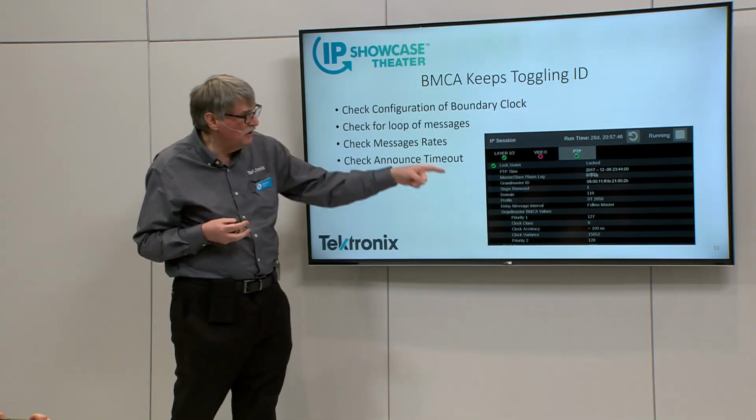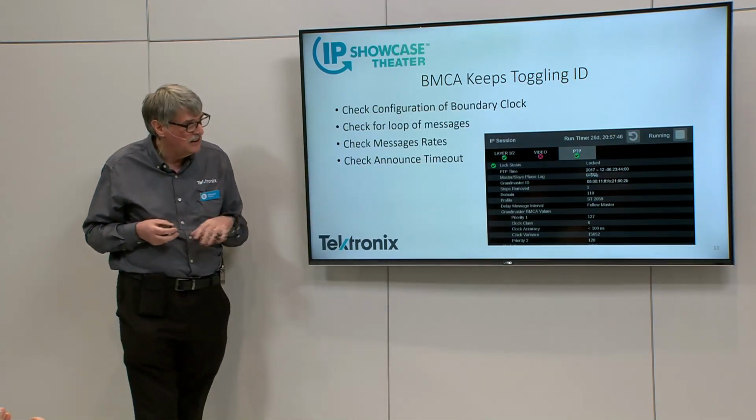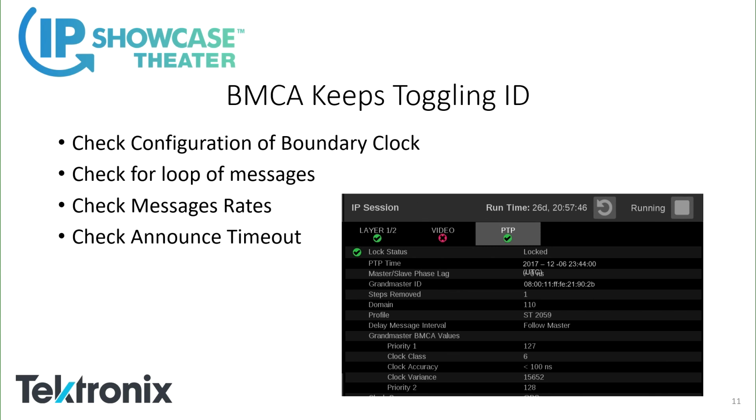Sometimes when we are looking at the grandmaster ID, we might see one value, and then all of a sudden the next second we'll see another value. And then the next second, we might see another value. So we might get this toggling between the grandmaster IDs. Then it becomes difficult to troubleshoot what's actually happening as we're toggling back and forth between these grandmaster IDs.